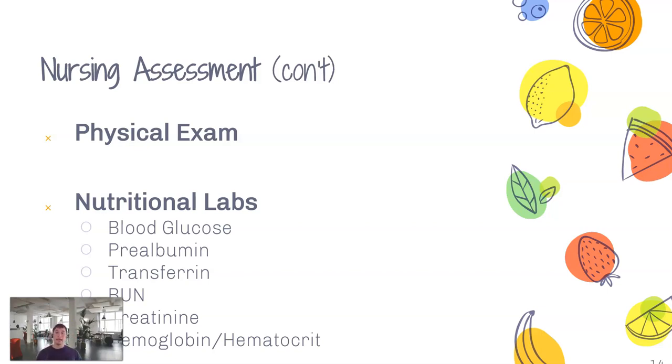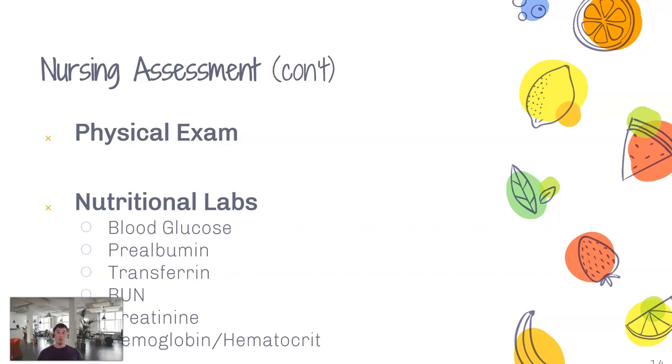So nutritional labs, we'll talk about this at length and break down what some of these labs indicate from a slight physiological lens, what's going on. Blood glucose indicates the amount of fuel available for cellular energy. We want to see our patient's blood glucose range usually fall anywhere between 60 and 110.